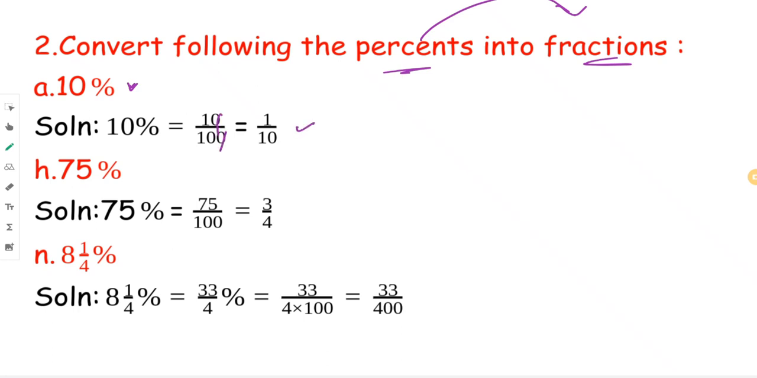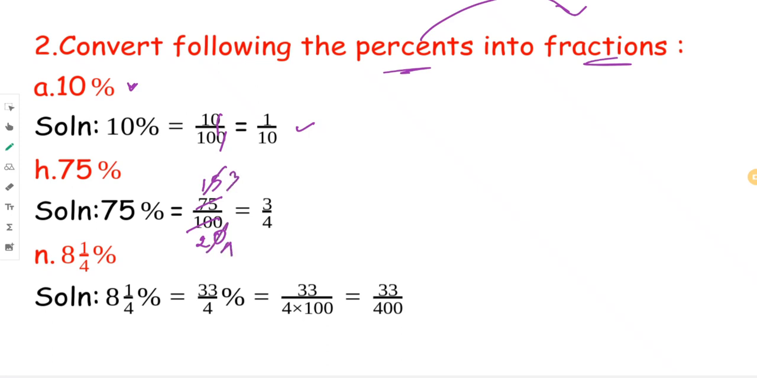75%, right? So 75 by 100, right? So let us start dividing. 5 ones are 5, 5 5s are 25, 5 2s are 10, 0. Then again 5 3s are 15, 5 4s are 20. I'm going to have 3 by 4, right?